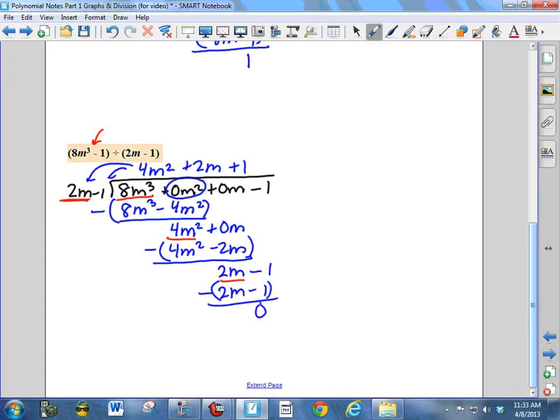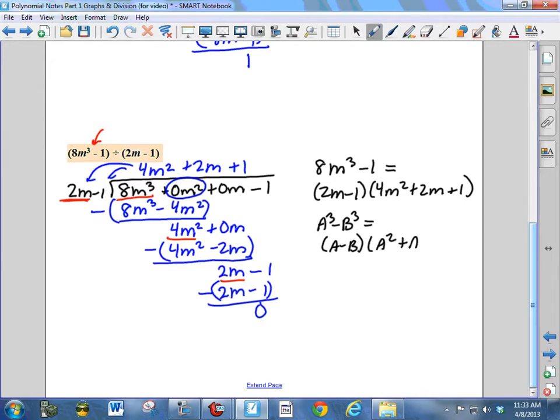So for the first time, I can say that 2m minus 1 is a factor of 8m cubed minus 1. So I can say 8m cubed minus 1 is equal to, and I've got an actual factorization now, 2m minus 1 times 4m squared plus 2m plus 1. If you happen to remember your factoring pattern for the difference of two cubes, which is a cubed minus b cubed is equal to a minus b times a squared plus ab plus b squared, this fits the pattern. There's my a, the 2m, my b is 1. But if I just remembered the first part, I could divide to find the second one if I don't remember it. Okay, that's your review of polynomial long division.